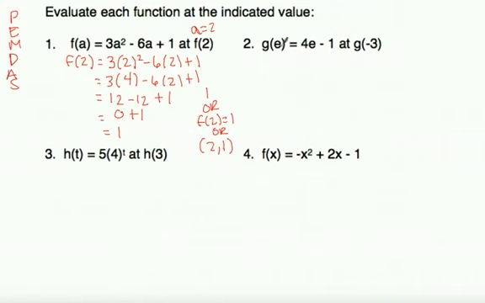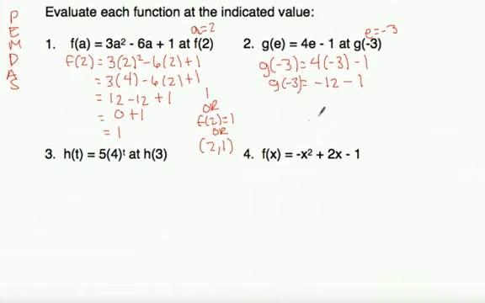For number 2, g of e equals 4e minus 1 at g of negative 3. So for this one, it means that I'm plugging in negative 3 for e, because the negative 3 is in the place of where e is. So I'm doing g of negative 3 equals 4 times negative 3 minus 1. So PEMDAS again, start with parentheses, but I don't have anything in parentheses that I can use. E is for exponents. I don't have any exponents. M and D can be interchanged depending on whichever one comes first. So I see 4 times negative 3, which is negative 12, minus 1.